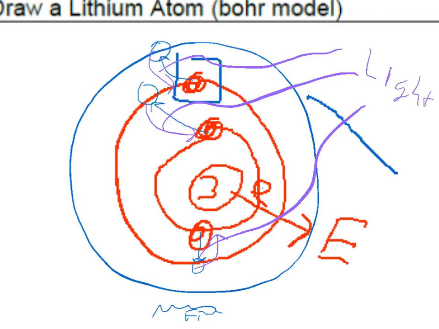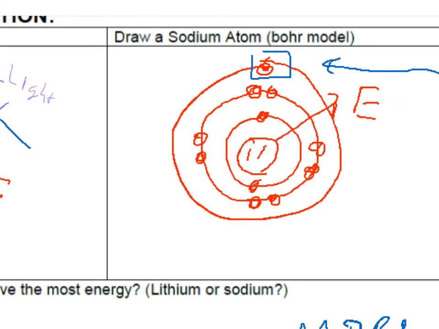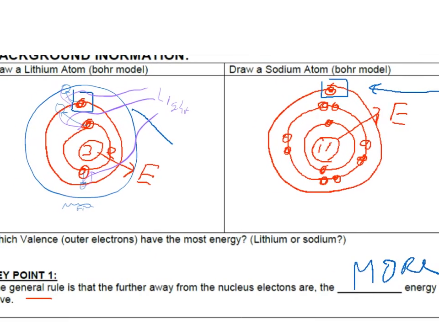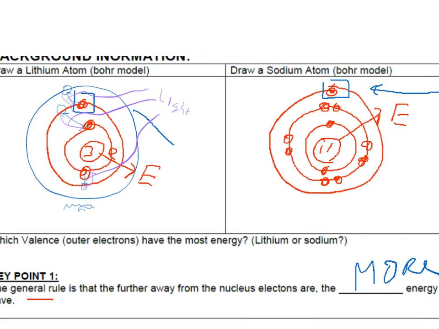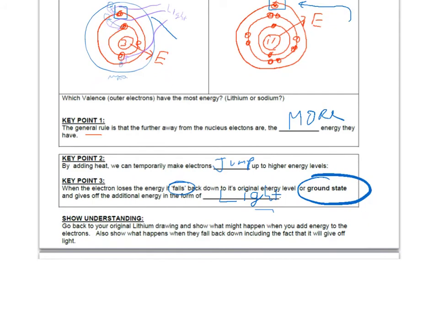Okay. Now the cool thing is that every single atom in the universe that we know of gives off a unique light pattern. So for example, if sodium had the same thing happen, it has a different number of electrons and they're in different locations, so it gives off a different light pattern. So when we heat sodium and see the electrons bounce up and then bounce back down, it'll have a different pattern than a lithium atom would have. And so that's the premise of this lab, or the point of this lab.